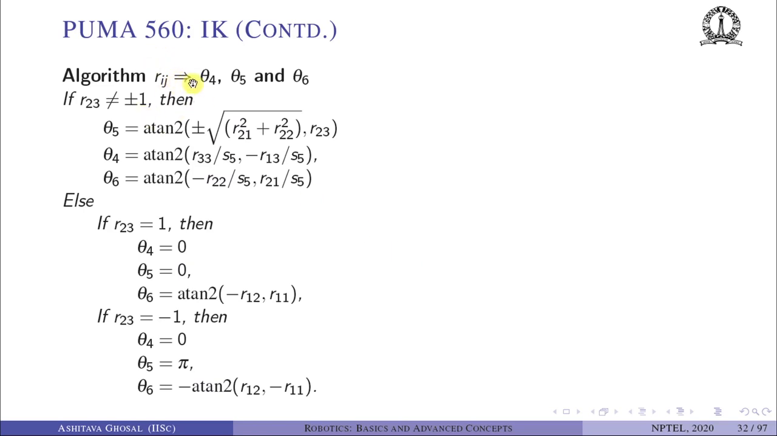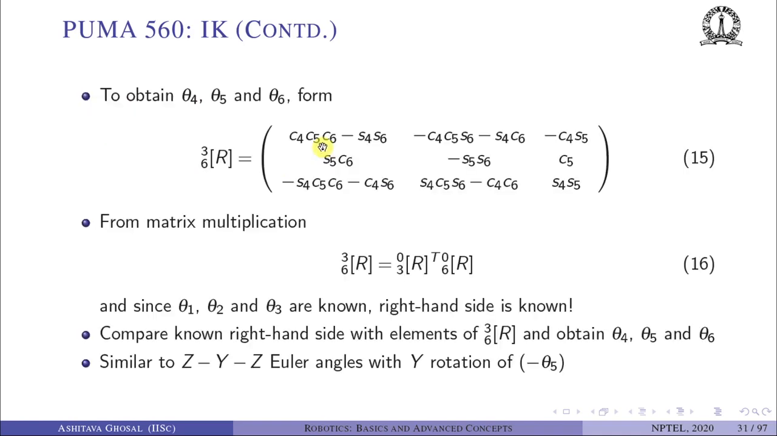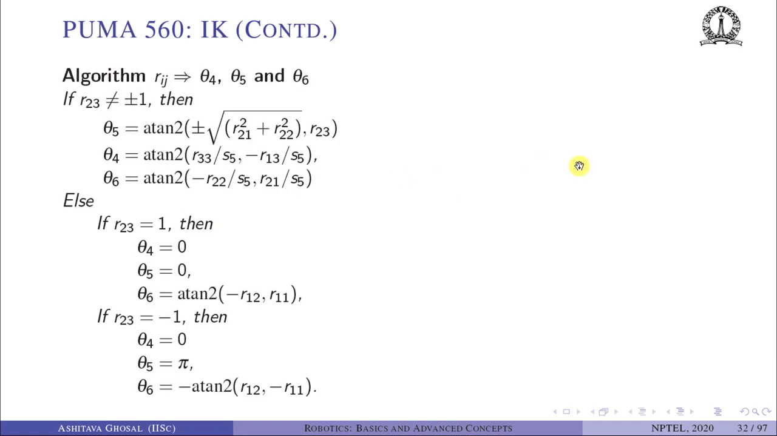So given Rij, how do I find out theta 4, theta 5, and theta 6? Again, there is a singular configuration when R23 is plus minus 1. So if R23 is not equal to plus minus 1, theta 5 can be first found out by atan2 of plus minus square root of R21 squared plus R22 squared, comma R23. Is it true? Yes. R21 squared plus R22 squared will be a function of only sine theta 5 and cos theta 5, and we can use atan2 to find theta 5.